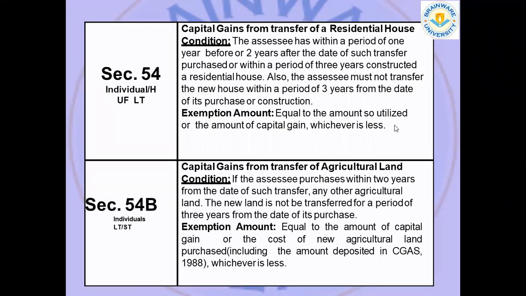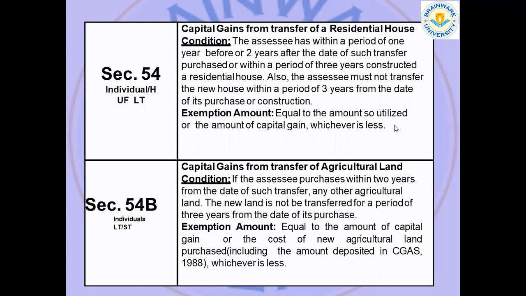We will first start with the deduction for capital gain from transfer of a residential house property under section 54, which is available for individual and HUF, and which is available only for long-term capital gains.